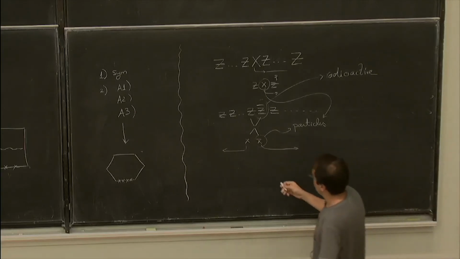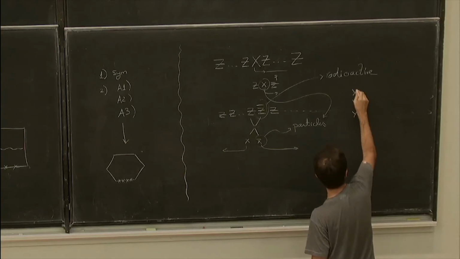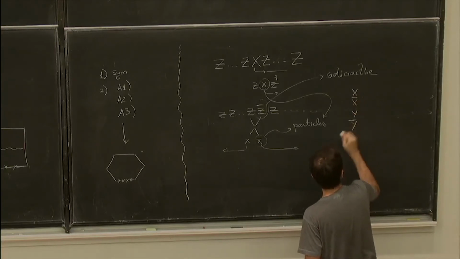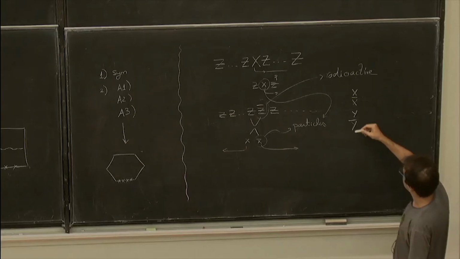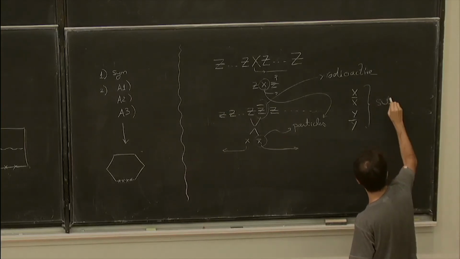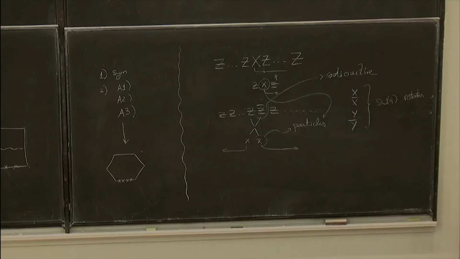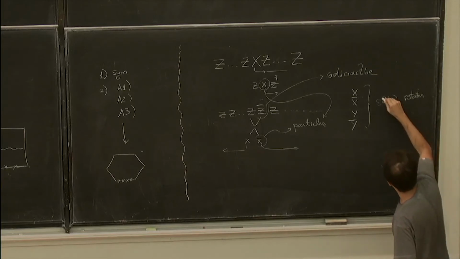So here we have 4 scalars, X, X bar, Y, and Y bar. And there is a symmetry that rotates them. Right? So there is this SU4 symmetry that rotates these scalars. Okay?